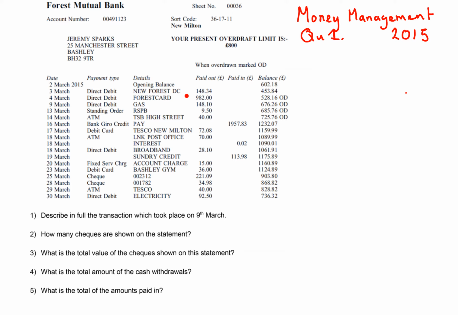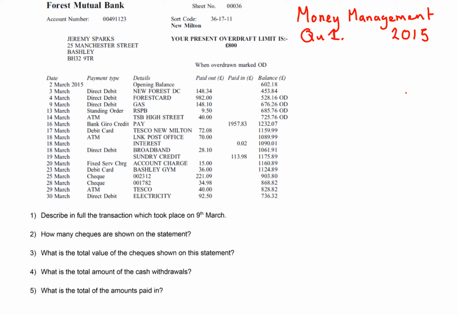Now here, this is important as well. This is paid out. This is all the money that has gone out of your account. So all this money is going out of your account. The next one, the paid in, this is all the money that has gone into your account. So all this money is going into your account. So we have our paid out, money going out. Paid in is our money going in.